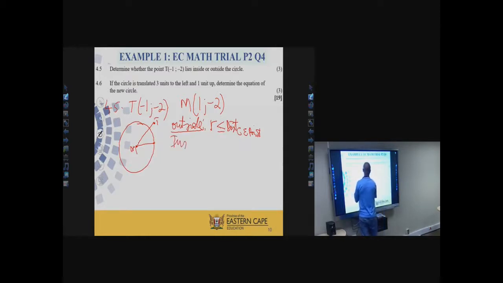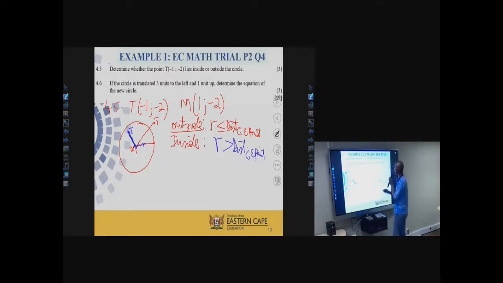But if it is inside, you will be having a point there, which means you will be having a line there. If T is somewhere inside, when you compare the length of MT and the length of the radius, the radius will be greater than that distance. I hope you understand that. So it simply means, therefore, that you must calculate the distance between these two points.